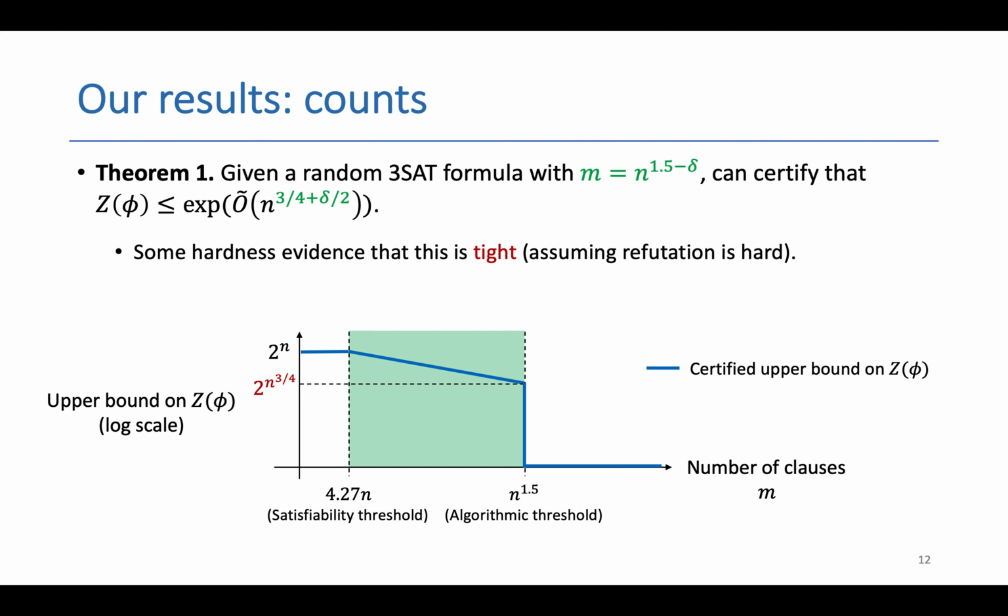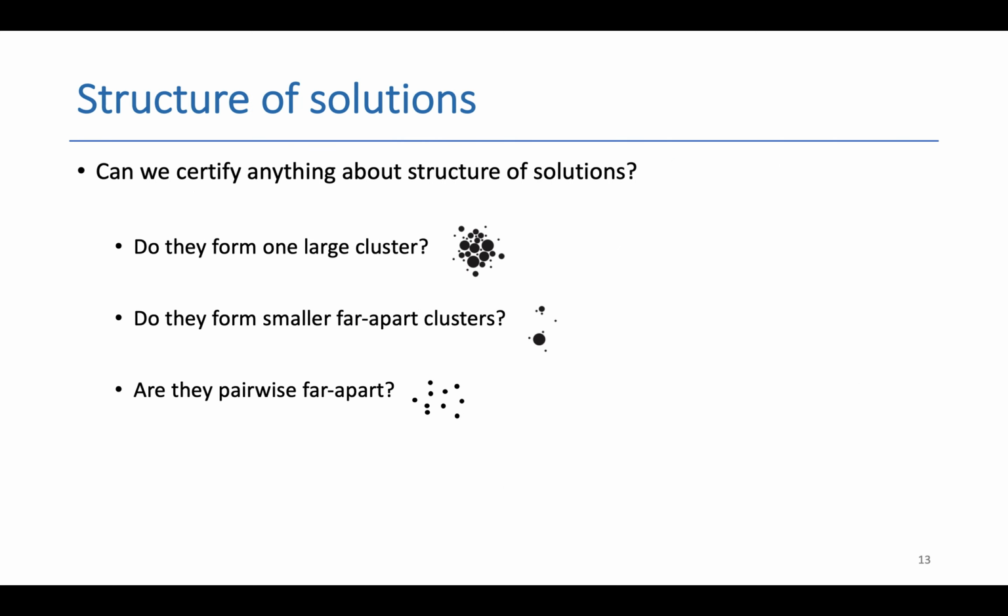Okay, so far we have illustrated what efficient algorithms see in terms of the number of satisfying assignments. But can efficient algorithms also certify anything about how these solutions are distributed in space on the Hamming cube? In particular, do these potentially 2 to the n to the 3 quarters solutions just live in one large cluster? Or do they form a bunch of small clusters which are far apart from each other, or are all the solutions pairwise far apart from each other?